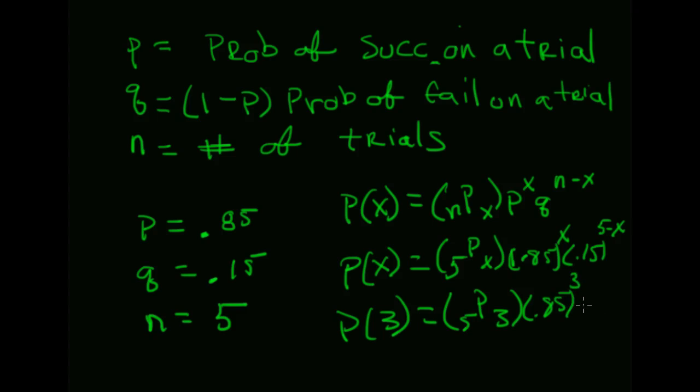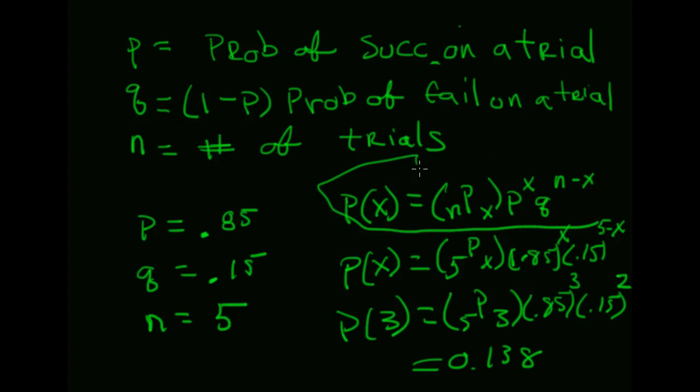0.85 to the third, 0.15 to the 5 minus 3, which is 2. Now, that number is going to work out to about 0.138. If you put it in your calculator, that's what you're going to get. But the problem is having to memorize this formula, and that seems really cumbersome. So the good news is that there is a function in your calculator that does this for you, and you'll never actually have to know that formula.